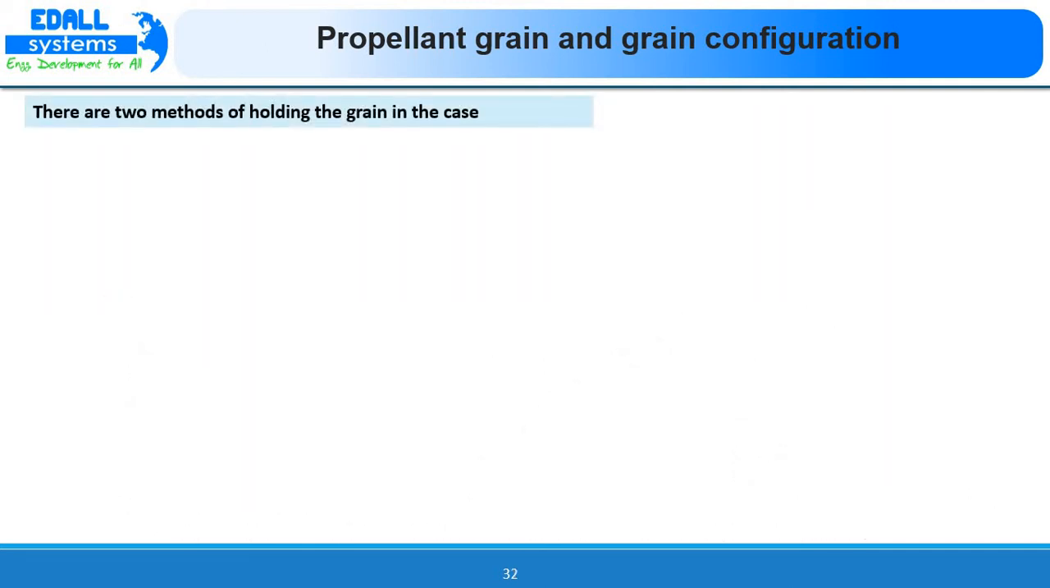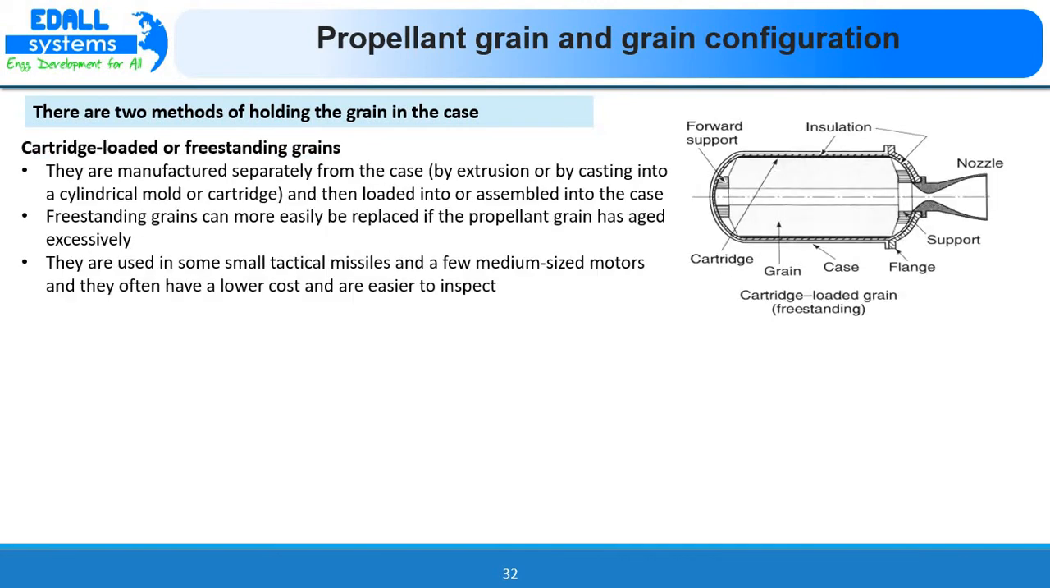There are two methods of holding the grain in the case. The first one is cartridge loaded or freestanding grains. They are manufactured separately from the case, that is by extrusion or by casting into a cylindrical mold or cartridge, and then loaded into or assembled into the case. Freestanding grains can more easily be replaced if the propellant grain has aged excessively. They are used in some small tactical missiles and a few medium-sized motors, and they often have a lower cost and are easier to inspect. In this kind of installation, the grain is made separately and the case is made separately, and when they are about to be used, the grain has to be assembled inside this case. So that's why it is called freestanding grains.